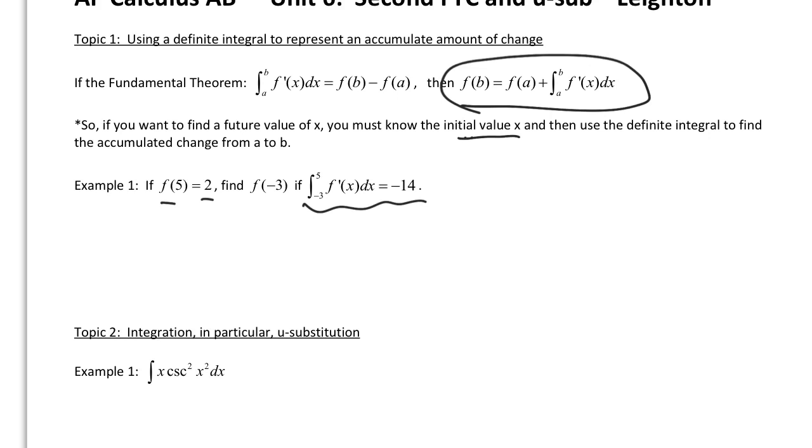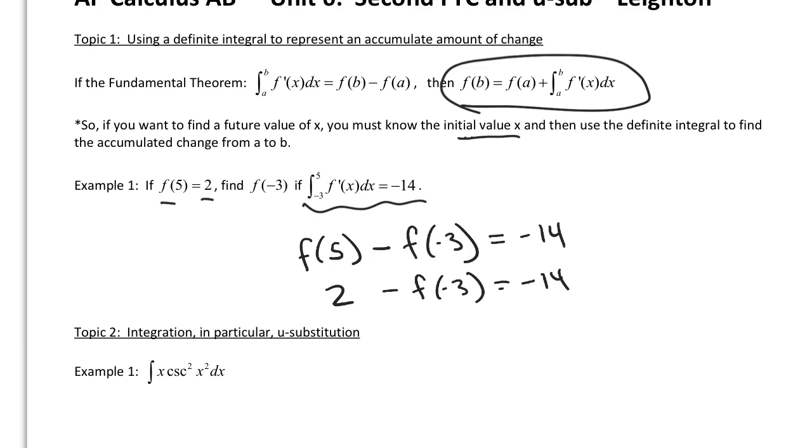So the way I'd approach this is, knowing the integral of a derivative, I know I can evaluate this. I can say that f of 5 minus f of negative 3 is going to equal negative 14. F of 5 I'm given as 2, minus f of negative 3 equals negative 14. And so subtract 2, divide by negative 1, and I'm going to get f of negative 3 is equal to positive 16.